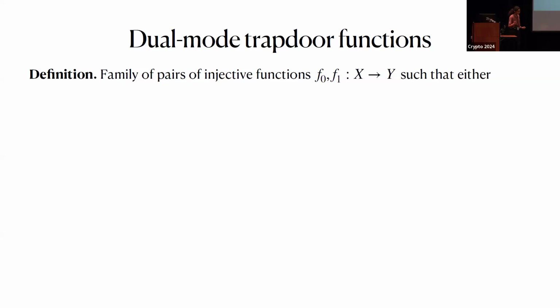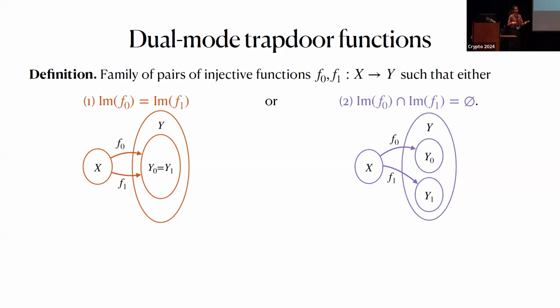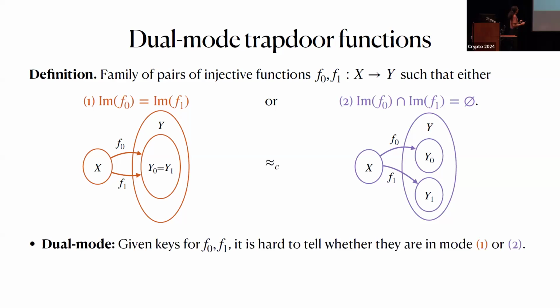At this point, I should probably define what dual mode trapdoor functions are. So think of a pair of injective functions, f0 and f1, such that either they have the same image or they have completely disjoint images. And the security property requires that given keys to evaluate f0 and f1, it's hard to tell whether they're in mode 1 or in mode 2.